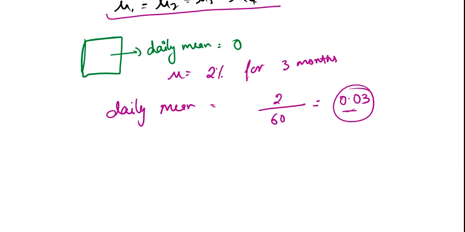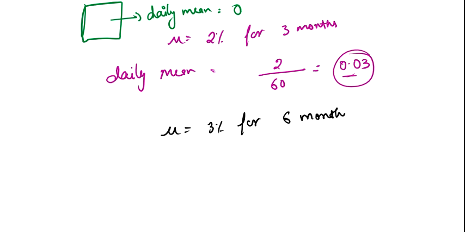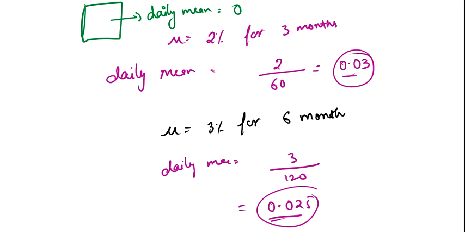Or when you increase the period, suppose your mu is 3% for 6 months. Clear? So what will be your daily mean? My daily mean is 3 divided by 120, so it comes to 0.025. So you can see that the mean is actually approaching 0.